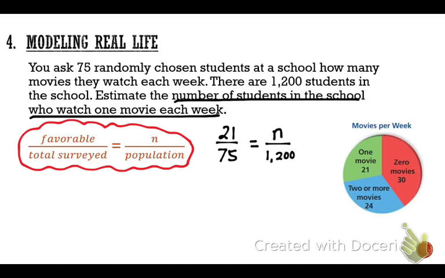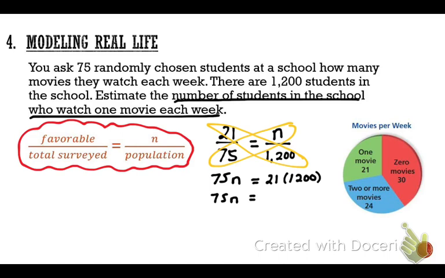All right, so there's a few different ways that we could solve this. For today, I would like us to do it with cross products. So if you would, go ahead and circle it across. Remember, we always want to put our variable, our n, on the left side. So what am I going to write on the left of the equal sign? 75 multiplied times n. And what about on the right? 21 times 1,200. Now there's no work I can do on the left side, so I'm going to drop down 75 times n. Hayden, what is 21 times 1,200?